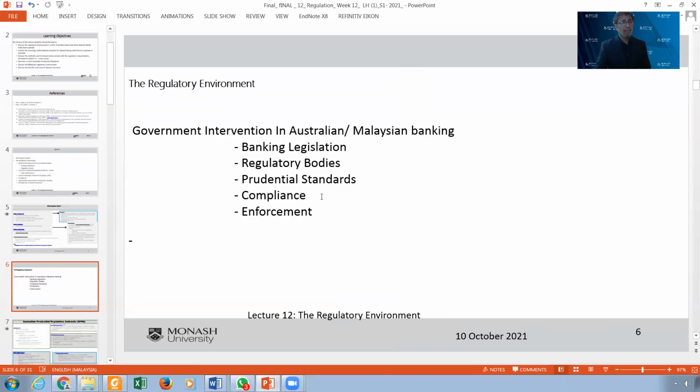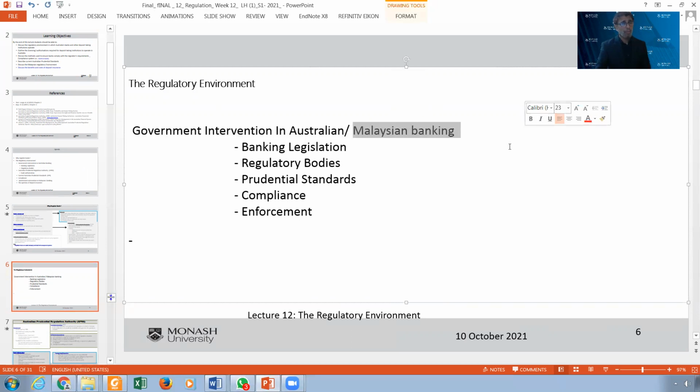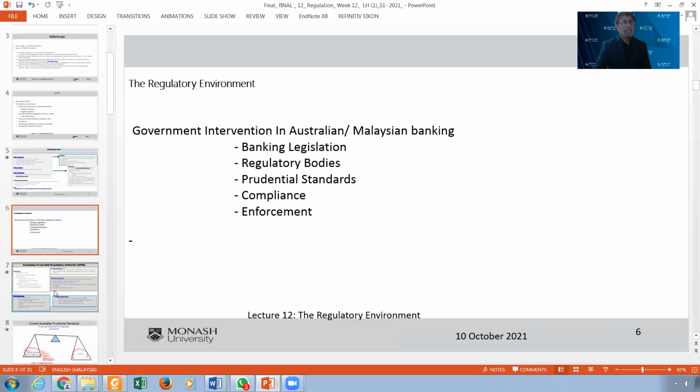Now, again, this is, as I told you, the government intervention in Australian banks. I was talking also about Malaysian banks, you can look at it, but it is bank legislation, regulatory bodies, prudential standards, compliance, and enforcement. Now, this is a process in any country.